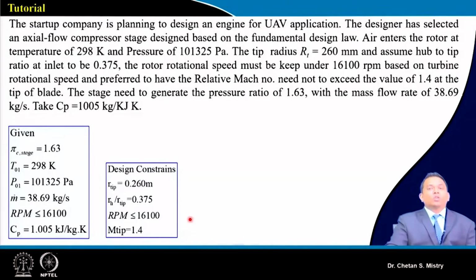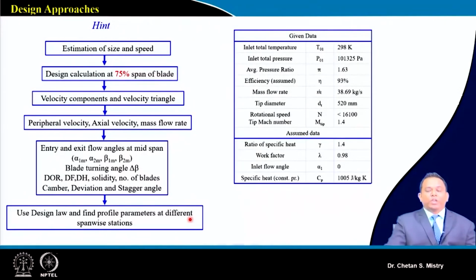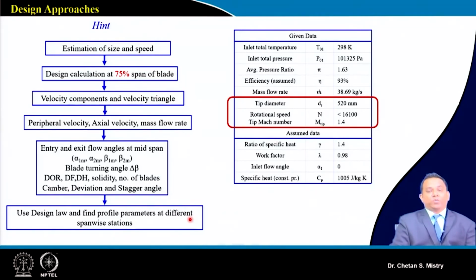Okay, now in order to start approaching this design, let's see what we can do here. Based on the available data, as we have discussed, we have three constraints: my casing diameter, our rotational speed, and our tip Mach number. So how do we start doing the design for such a transonic compressor? My Mach number at the tip is given as 1.4. That is the indication that this compressor is of transonic nature.